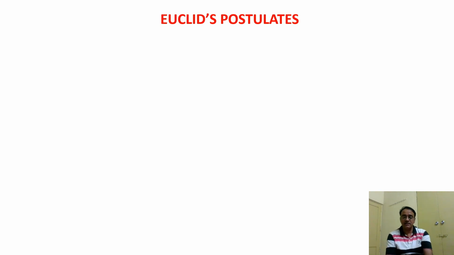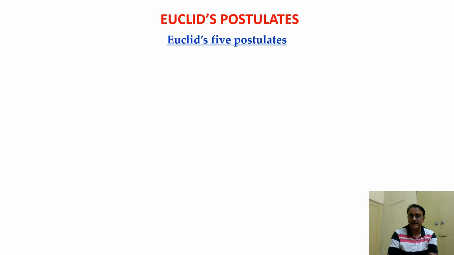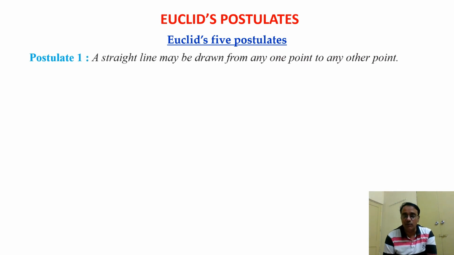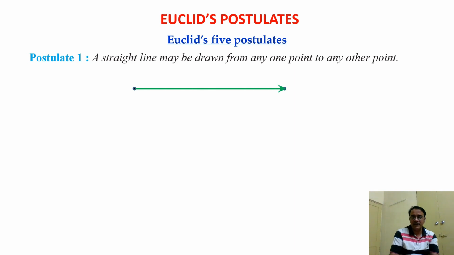Euclid's postulates. Under Euclid's postulates, we are going to study 5 postulates. Okay. So postulate number 1: a straight line may be drawn from any one point to any other point. Okay. Suppose 2 points are there. These 2 points are there. So we can draw a line from one point to another. Like. Okay. Next.